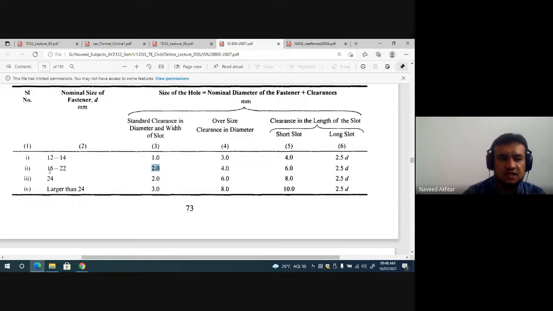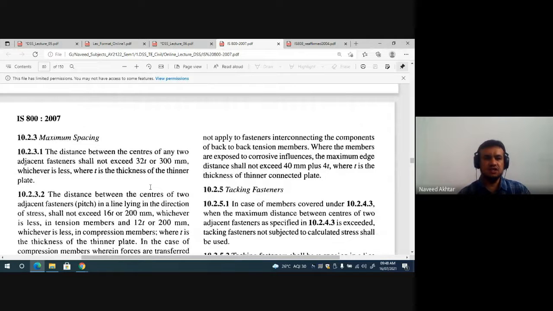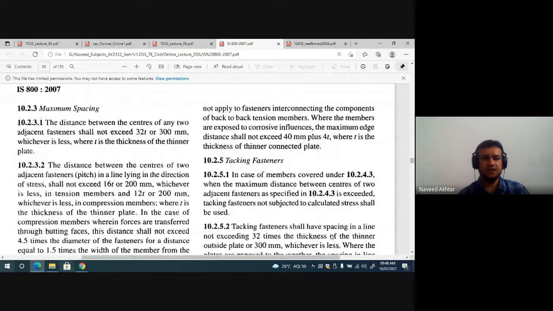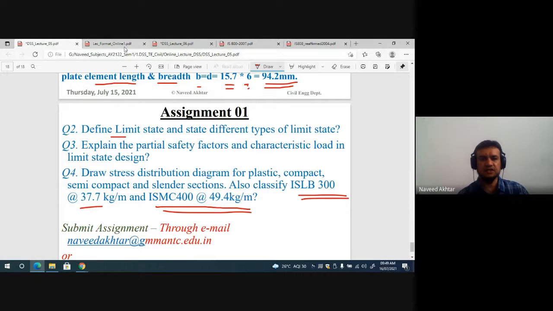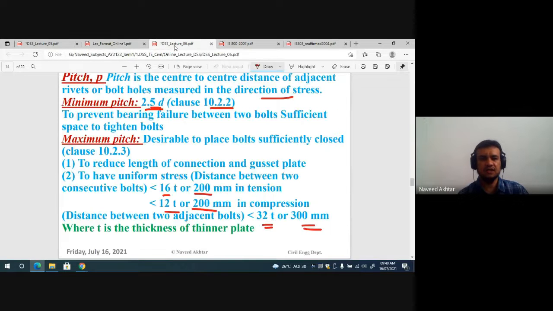This is the clearance and this is the size. If it is a 16 mm bolt, 16 plus 2 gives an 18 mm hole. If it is a 20 mm bolt, then 20 plus clearance 2 gives a 22 mm hole. So the diameter of the hole will be different from the nominal diameter of the bolt. Now the maximum spacing of the pitch for compression member and tension member is 16t, 12t or 200 mm. We have seen this, and it is written here similarly.